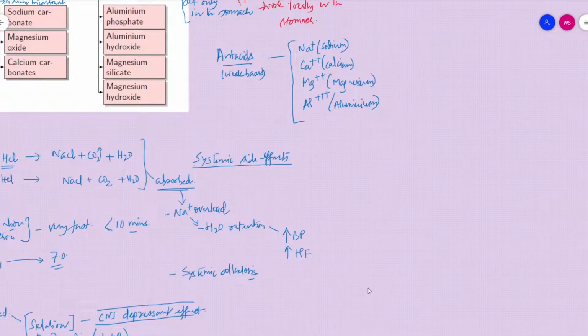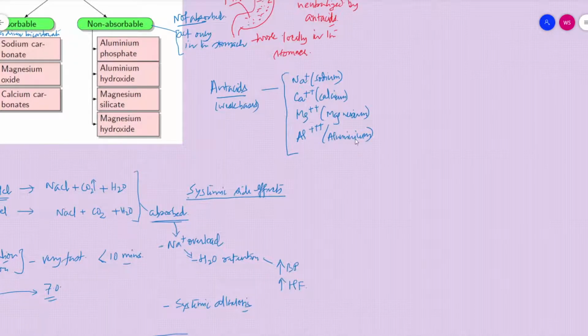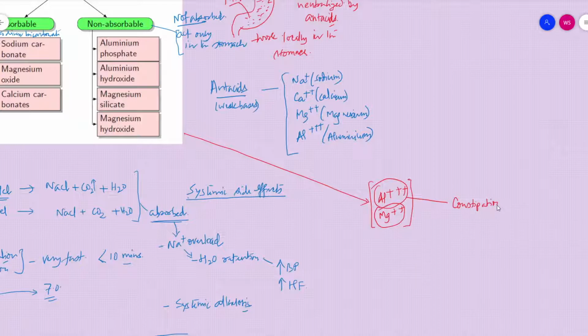Okay. So let's look at the other non-absorbable antacids. The non-absorbable antacids are basically aluminum salts and magnesium salts. Aluminum and magnesium. They are not absorbed, so they act primarily in the GIT. In the GIT, they have certain specific pharmacological actions. Aluminum in increased doses can cause constipation. Magnesium, on the other hand, causes laxation.